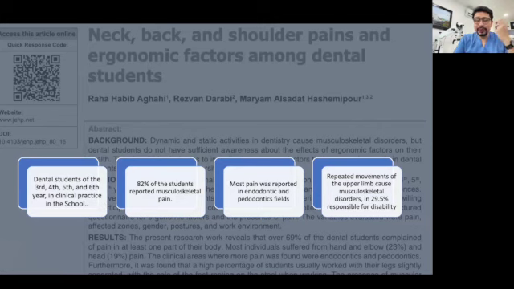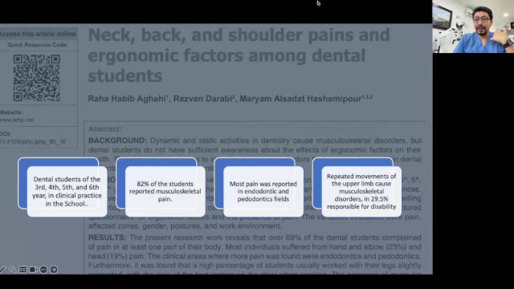They were just starting their dentistry life. And 82% of these students, very young people, already reported musculoskeletal disorder and musculoskeletal pain. And it happened to me.